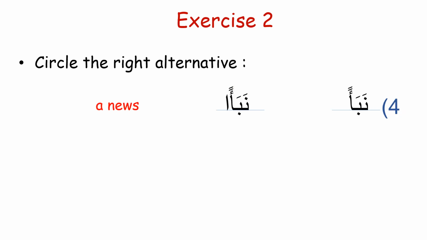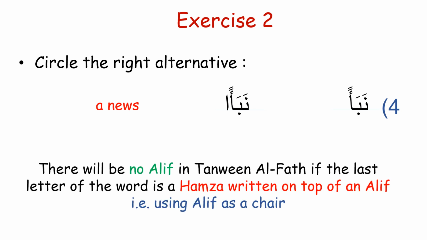Last but not least, our final couple is نبأ, written twice. In this particular case, Hamza is using alif as a chair, and whenever Hamza is sitting comfortably on an alif, she will no longer ask for another one. I think our correct option is obvious, isn't it? It's the first one. Well done, everyone. We have just finished solving our homework. You should be proud of yourselves.